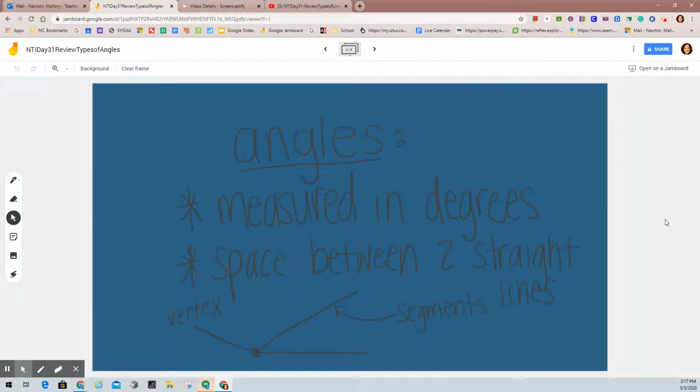First off, you need to know that angles are measured in degrees, and it is the space right in here between two straight lines. And remember, those two straight lines are called segments, or you can hear people call them line segments. They're just the two lines that form an angle. And the point where they meet is called the vertex. So that's right in here. Where those two lines meet together is called the vertex.